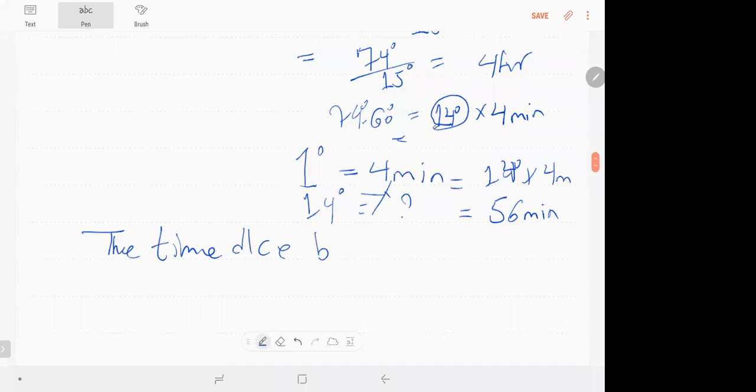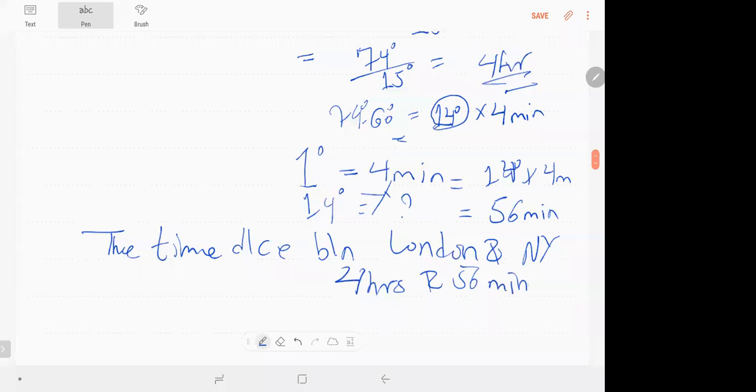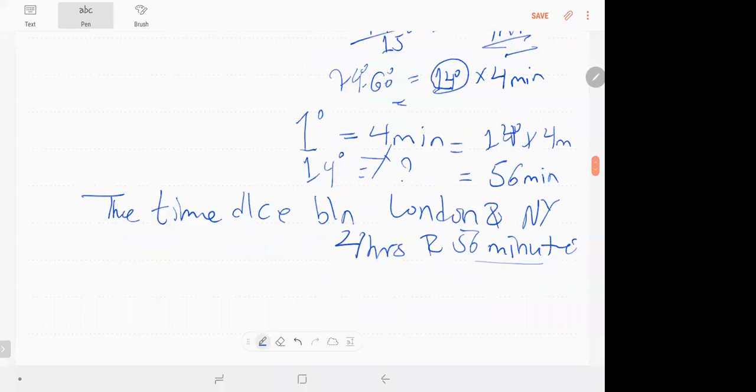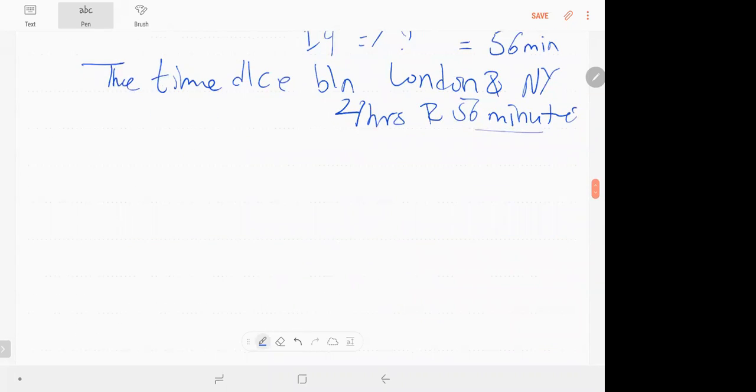difference between London and New York is how much? Here, don't forget, we have 4 hours and 56 minutes. Exactly 4 hours and 56 minutes. This is the way we calculate. Am I clear?